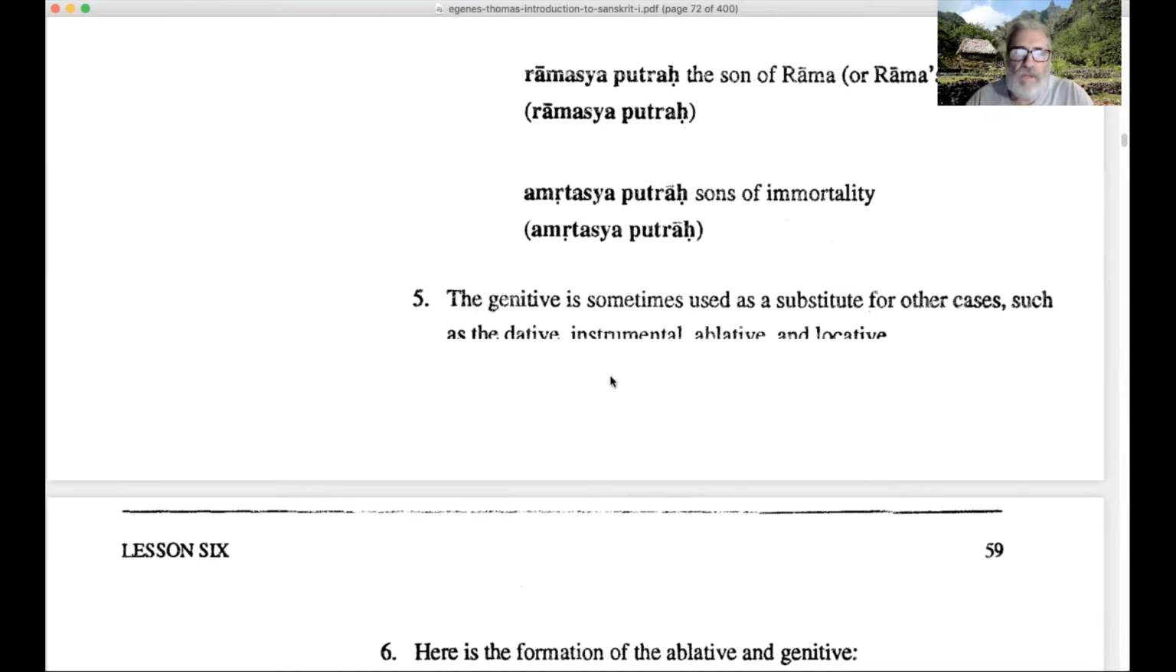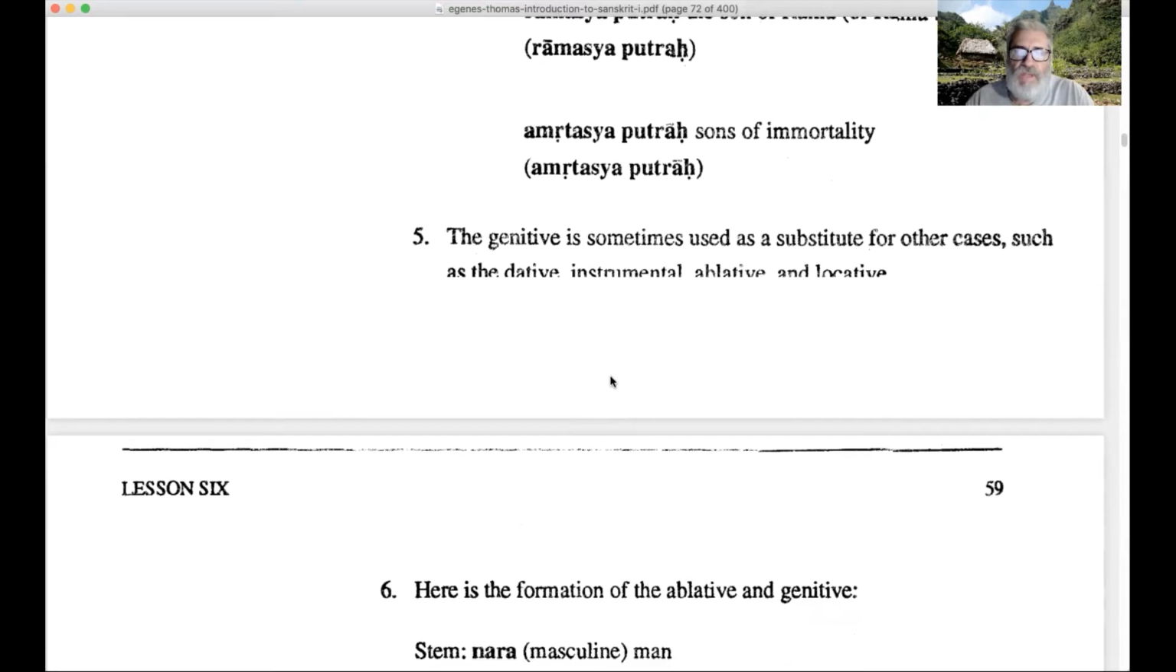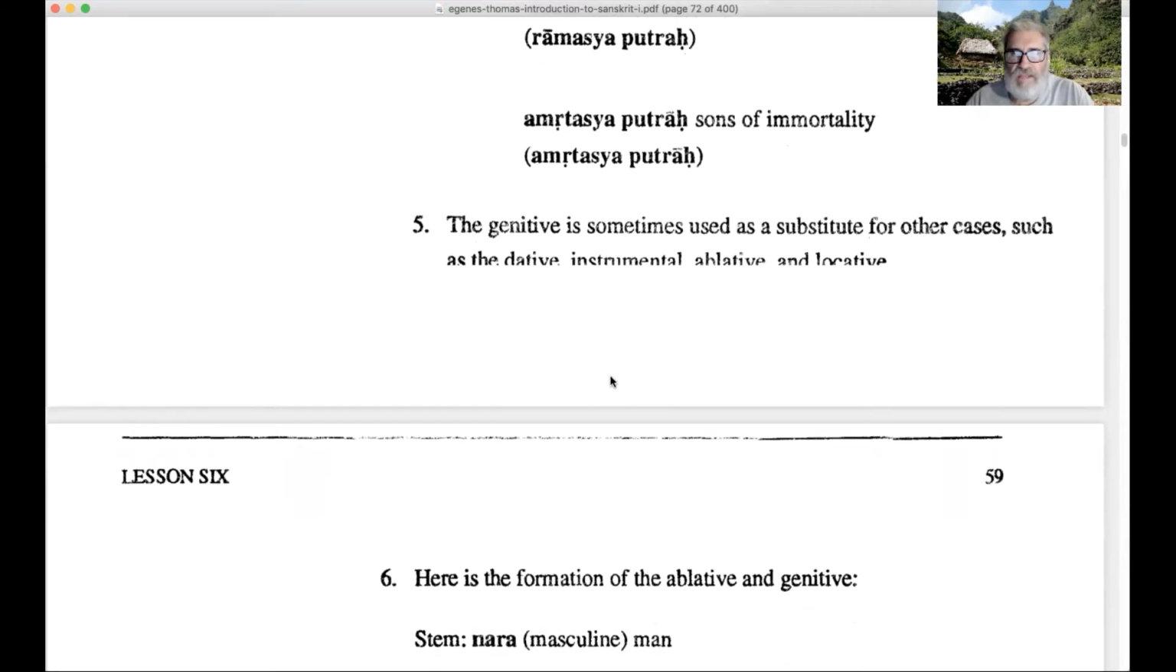The genitive is sometimes used as a substitute for other cases, such as dative, instrumental, ablative, or locative. Okay, so that's a little bit confusing, so we'll just keep that in the back of our minds. It means that sometimes the genitive is used for other reasons. But normally, and in the beginning, we'll be understanding that the genitive means possession, right?